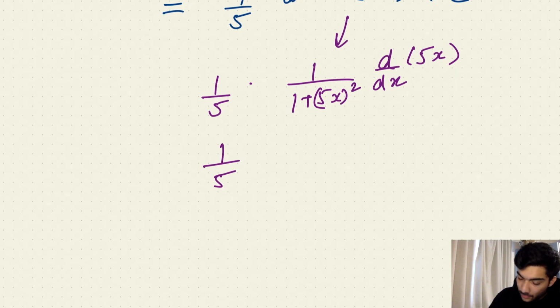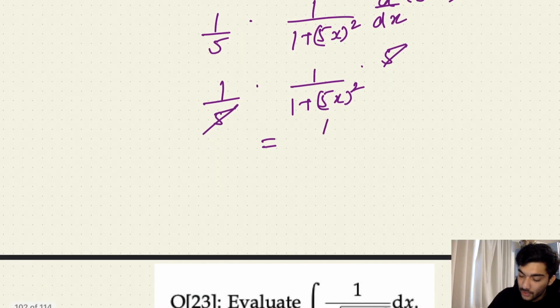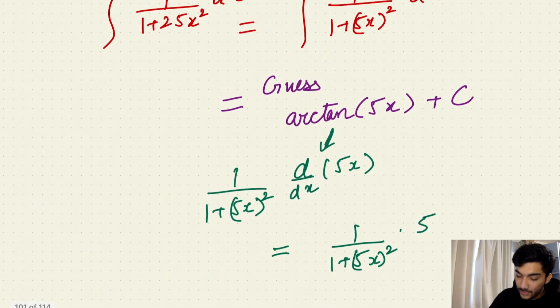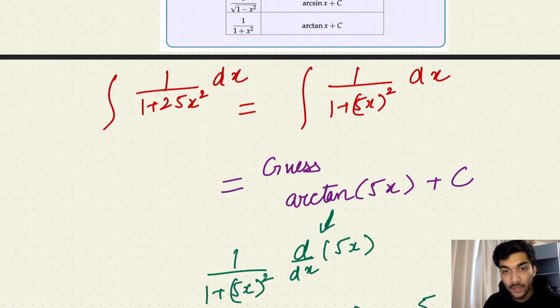And now if we try to evaluate this expression, it would be 1 by 5 times 1 upon 1 plus 5x square. d by dx of 5x would become 5, and now this 5 will get cancelled out with this, and if we evaluate this expression, it would become 1 upon 1 plus 25x square, which is the same as the expression for which we were calculating the indefinite integral.